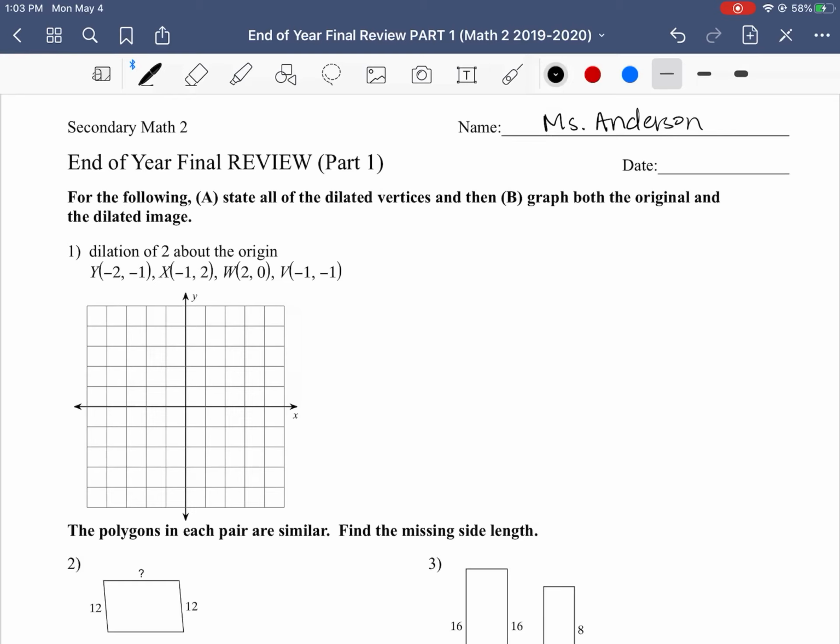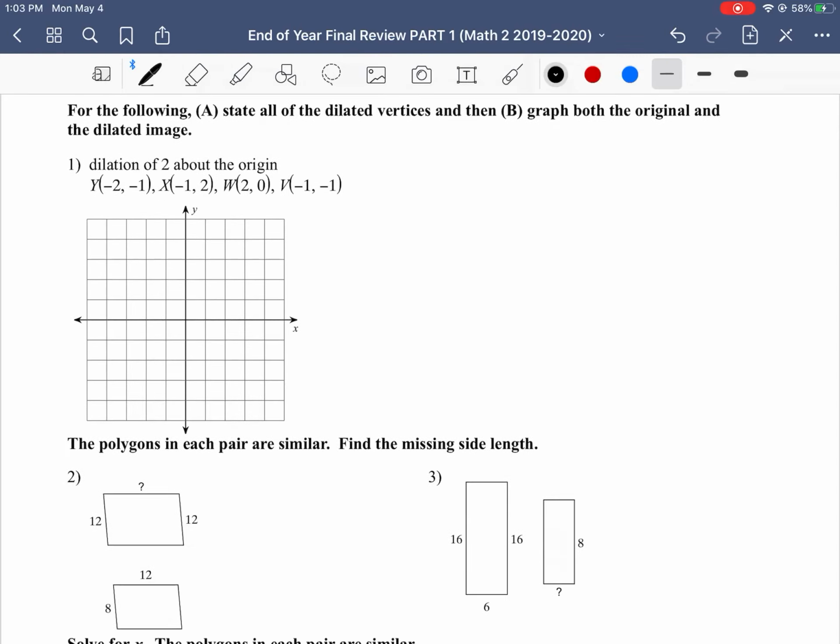I'm just going to kind of work through the process, maybe remind you of some things that we covered in class. So let's just start with number 1. We're starting with dilation. So for the following, state all of the dilated vertices and then graph both the original and the dilated image. It gives us here that it wants us to dilate by a scale factor of 2, and these are the original points, Y, X, W, and V.